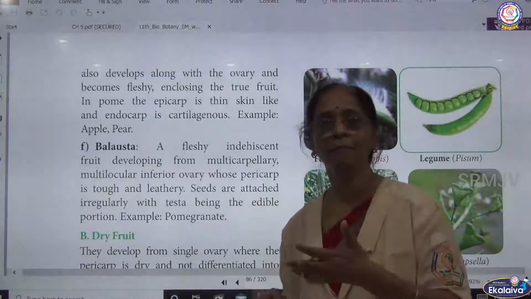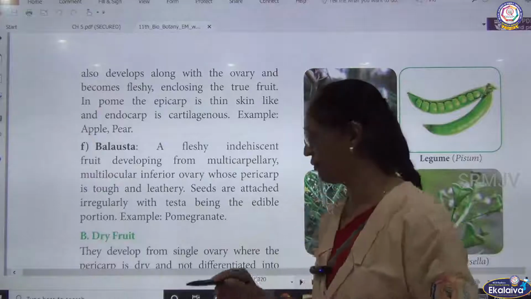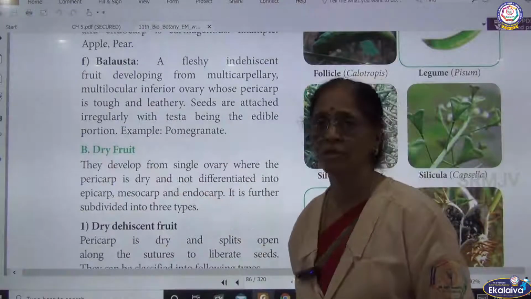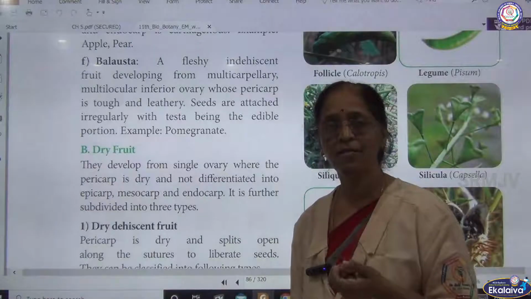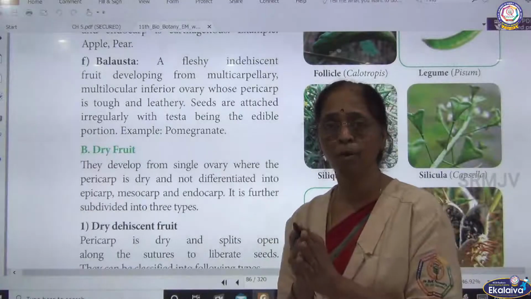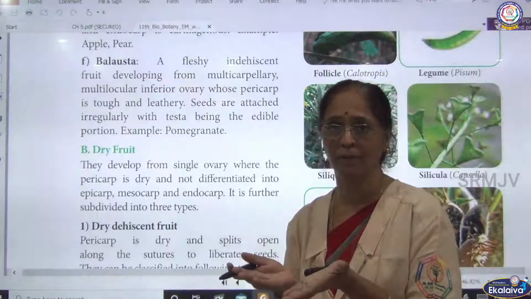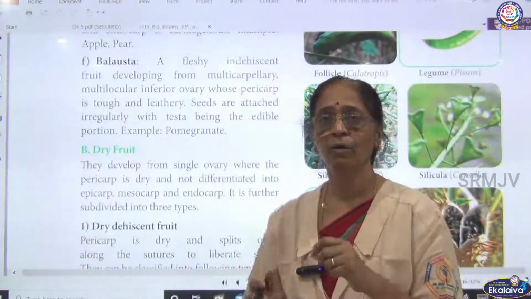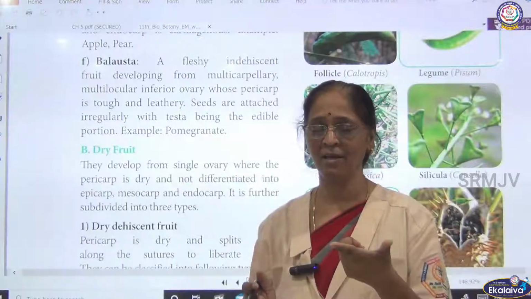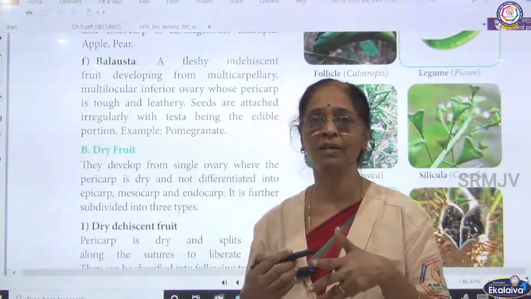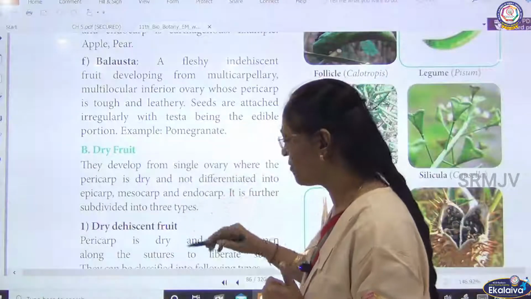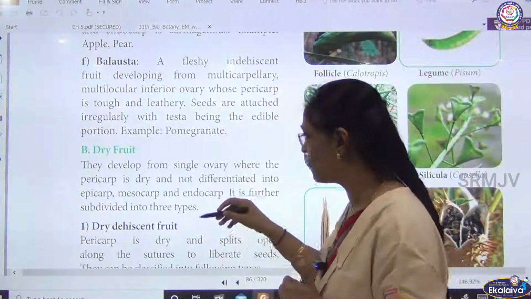So if the pericarp is fleshy, we call them fleshy fruits. If the pericarp is dry, then you call them dry fruits. In this we have, depending upon whether they split open or they don't split, dry dehiscent, dry indehiscent, and a combination of these two, which we call schizocarpic. So here in dry fruits we will see only some examples very quickly, children.